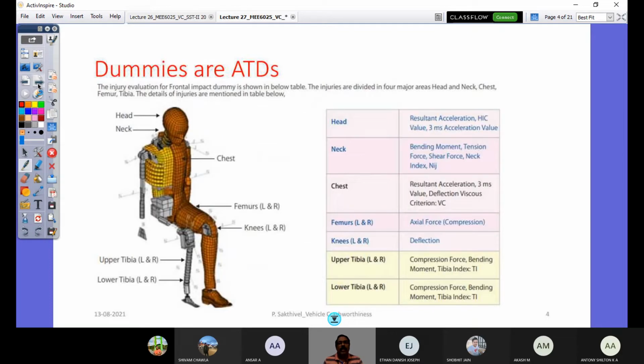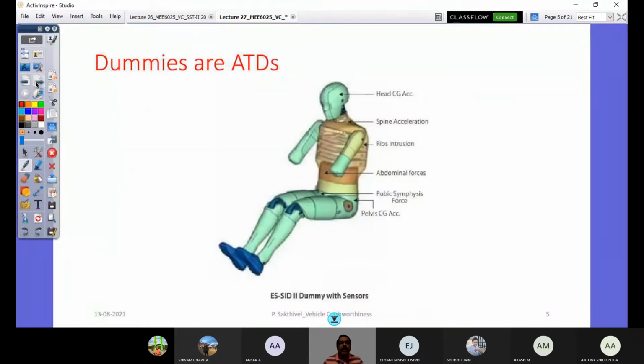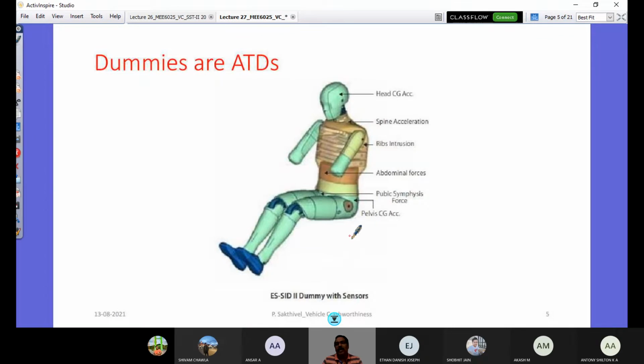And then, continuing with that, these sensors measure what is listed here in more detail. Essentially in the head, we are looking at resultant acceleration, head injury criterion value, 3 millisecond acceleration value, and so on. That goes up to all these locations, with transducer measurements. And these dummies, again, I call ATDs. Look at this special dummy. This dummy is used in side impacts.